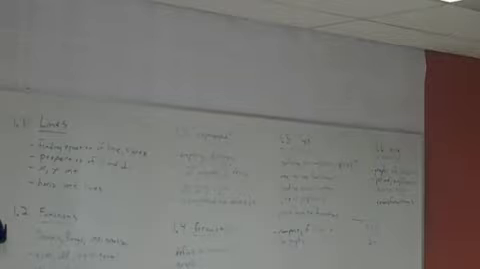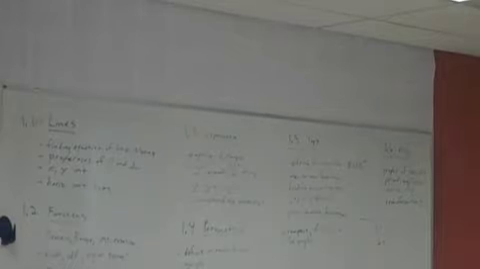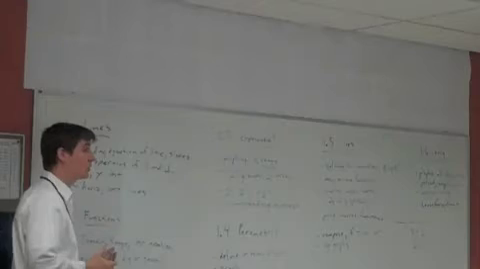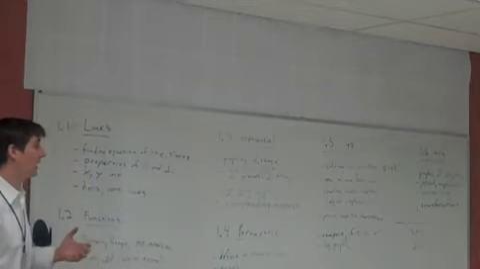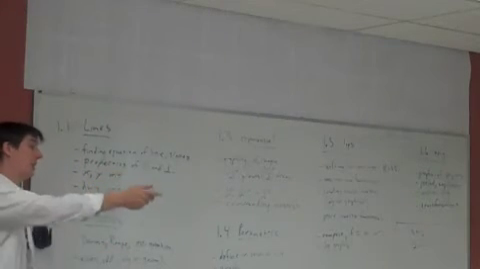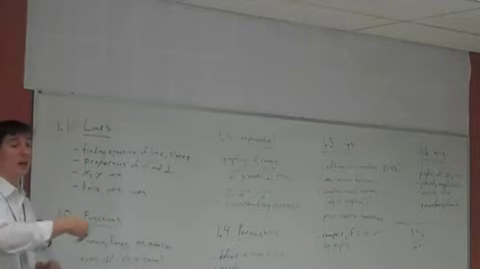In section 1.1, it was all about lines. So the point-slope form was a big thing. Finding equations of a line, finding equations of slope. Finding equations of lines given two points, given one point and saying it's parallel to this line or it's perpendicular to this line. Do you guys remember doing that?